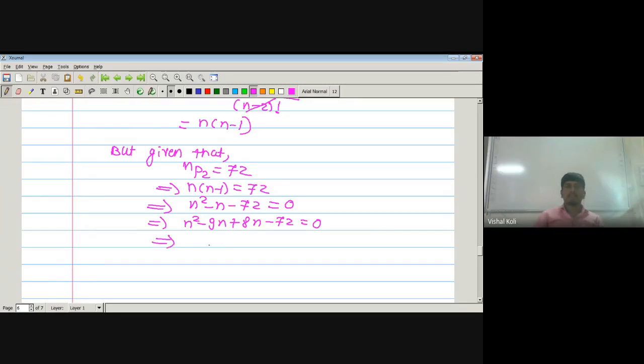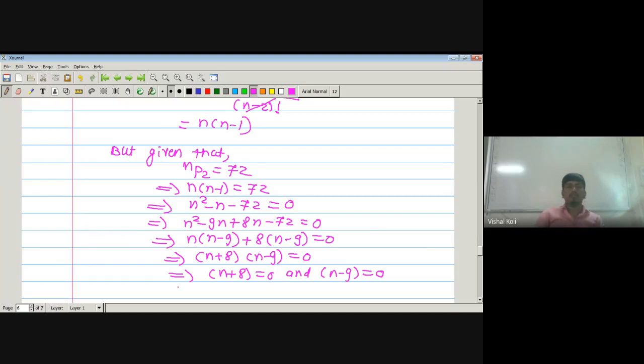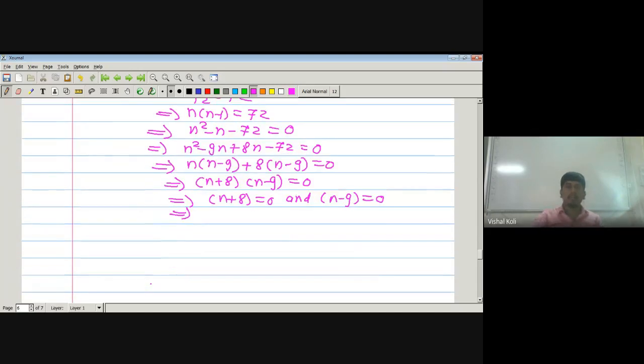Now take n common from the first two terms, we get n into (n minus 9), and 8 common from the second two terms, plus 8 into (n minus 9), which is equal to 0. So this is (n plus 8) into (n minus 9) equal to 0, which implies n plus 8 equal to 0 or n minus 9 equal to 0. From this we get n equal to minus 8 or n equal to 9.